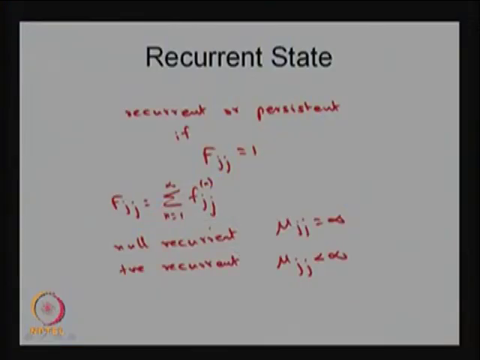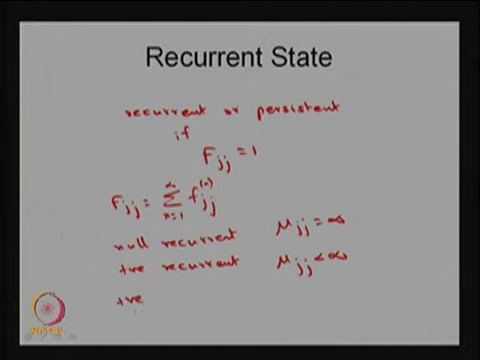So, any state is called a recurrent state if the probability of ever entering into the state j starting from the state j is certain, or the probability is 1. The recurrent state is called a null recurrent if the mean first passage time, or mean recurrence time, or mean return time, is infinity. If that is a finite quantity, then the recurrent state is called a positive recurrent state.